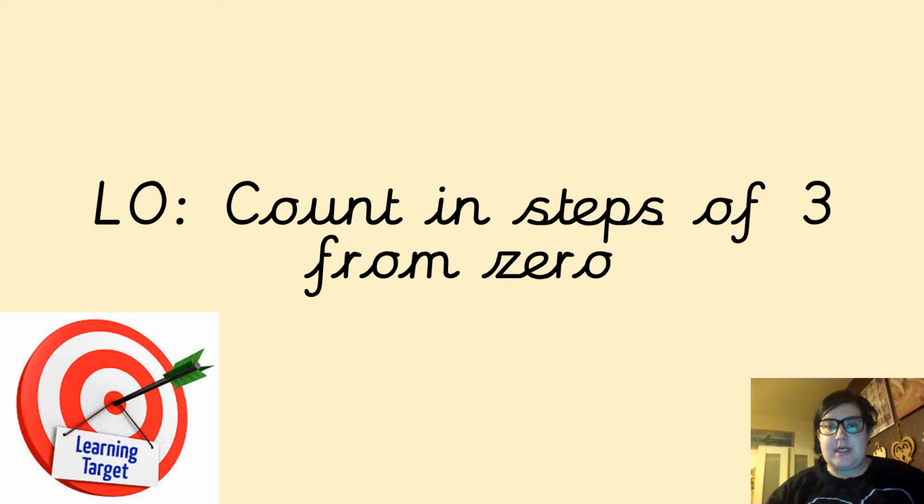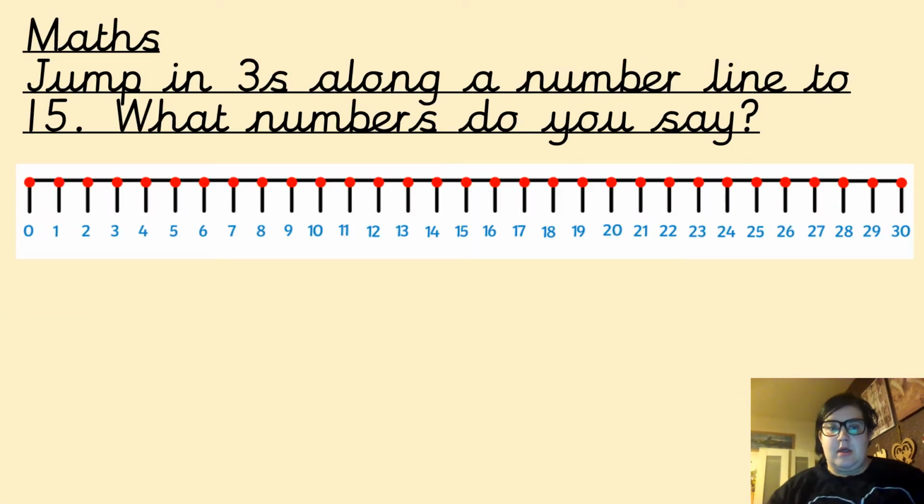Okay, so our learning objective today in maths is to count in steps of 3 from 0. Just let me get my pen, here we go. So we're going to jump in threes along a number line to 15. What numbers do you say? So we're starting here on 0.